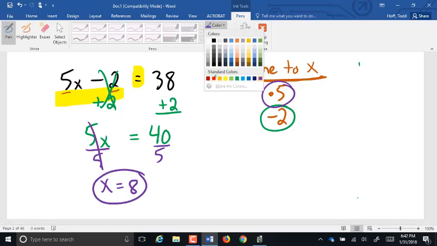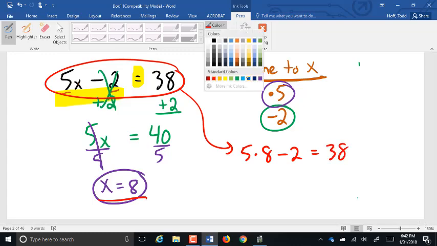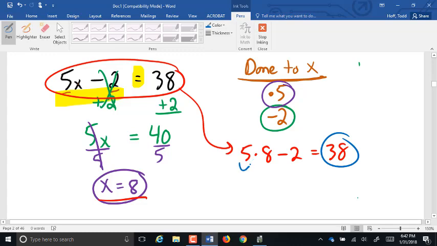To double check, instead of 5x minus 2, we do 5 times 8 minus 2, just to make sure that that 8 works in place of x. That better equal 38. So 38 stays. What is 5 times 8? 40. And if we subtract 2, we get 38. So we do have the same value on both sides.